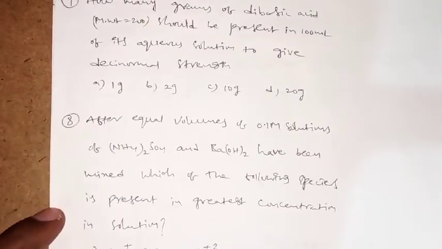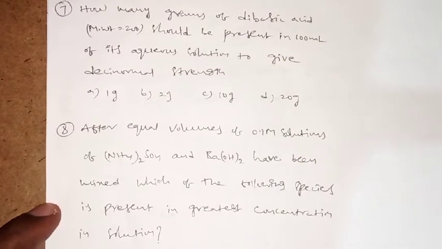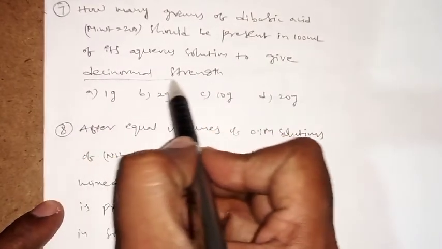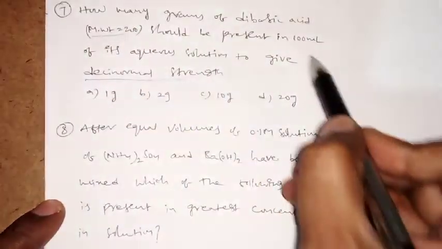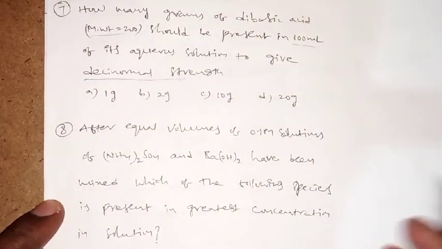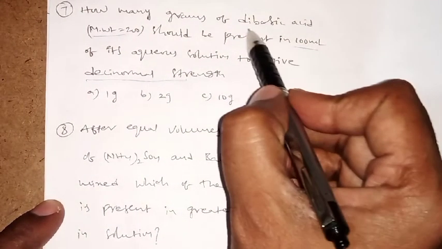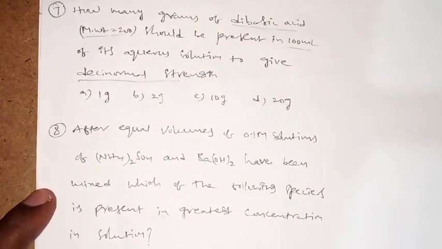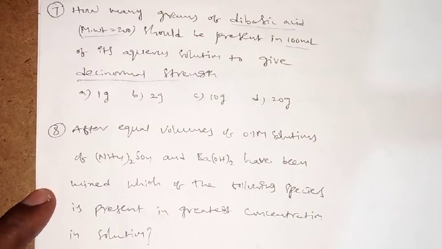Look at the next question. How many grams of dibasic acid, molecular weight 200, should be present in 1000 ml of its aqueous solution to give decinormal strength? That means normality is given, molecular weight is given, volume is given. How many grams of dibasic acid? So they said dibasic acid indirectly. They asked for the weight. Then what should we identify here?